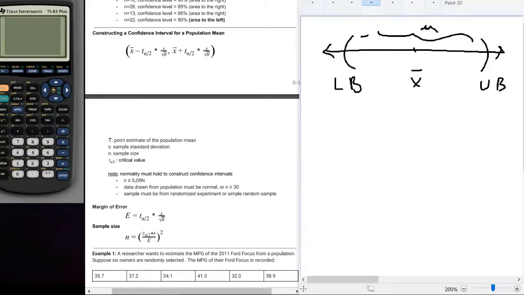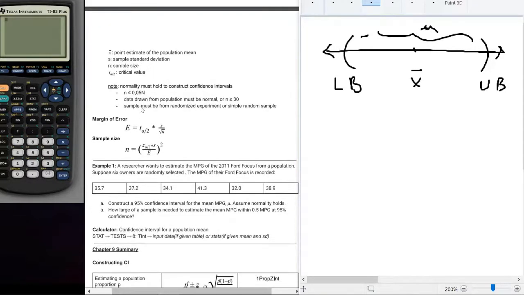Okay, so some conditions must hold, just like before, for normality to construct the confidence interval. So for normality, we have to assume that our sample size is less than 5% of the overall population size. We must also meet the normality criteria that the data was drawn from a population that was normal, and if it's unknown if the population was normal, the sample size has to be bigger than 30. Okay, and then the sample must be a random sample or sampled through a simple random sampling process.